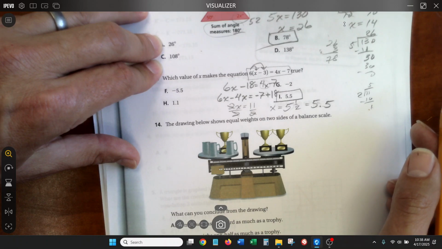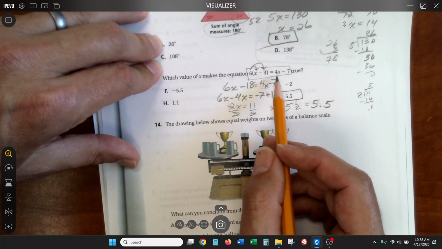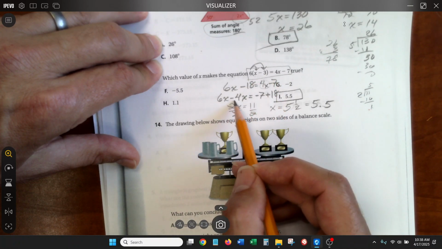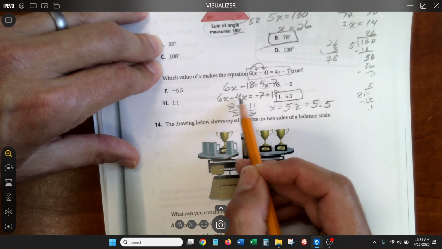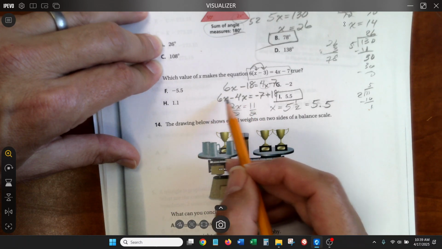Okay. I'm double checking to make sure. Yes, because we kept the x terms on the left, and 4 is less than 6, so 6 minus 4 is positive 2.